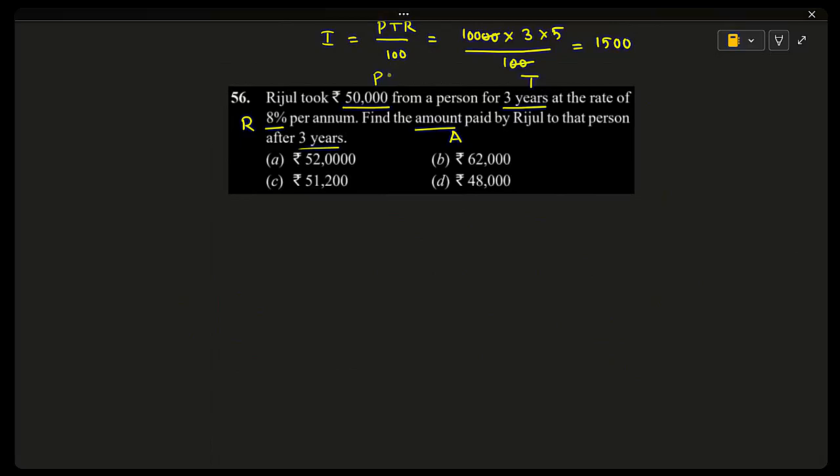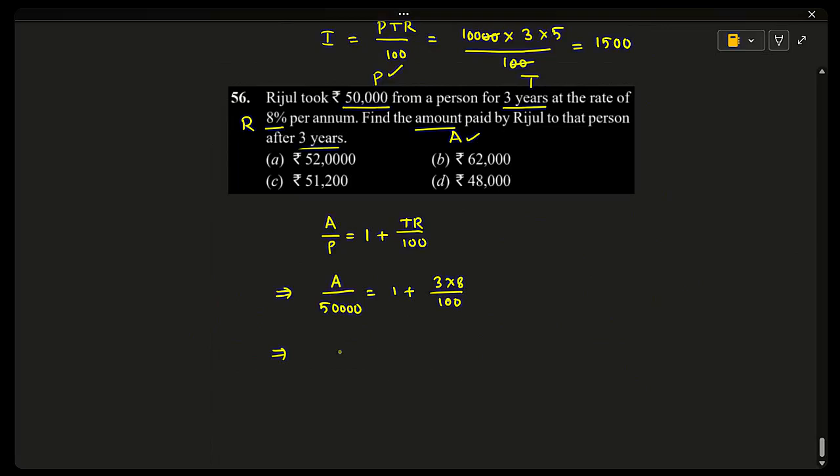So whenever there is a mentioning of principal and amount, I gave you the shortcut, that is A by P is equal to 1 plus TR by 100. If you use this directly, you'll get the answer without the use of interest. So amount we need to find. Principal is given 50,000 is equal to 1 plus time period is 3 years. Rate of interest is 8% per annum. So directly you'll get the amount.